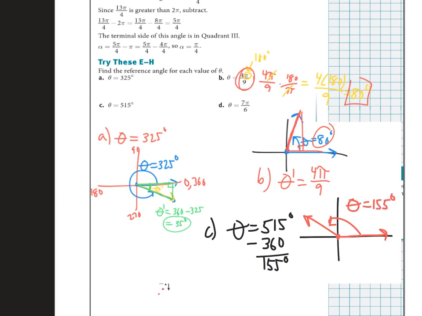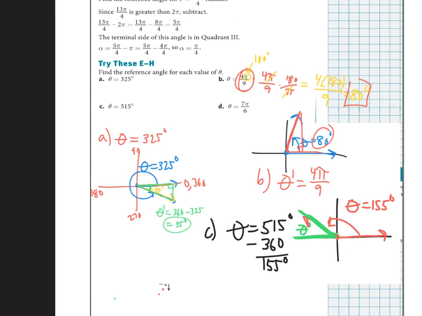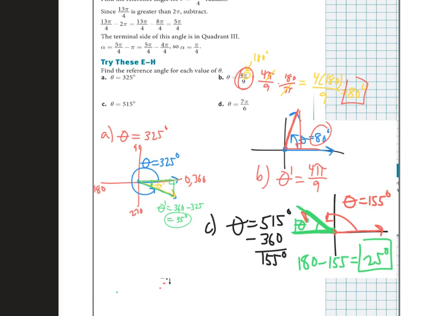Here's one of the uses of coterminal angles. I don't need to draw the full circle and then 155 more. I just need to know where it ends up. So my reference angle, when you're in quadrant 2, there's the terminal side. In quadrants 2 and 3, we're always getting back to the x-axis at 180. So right here's my reference angle. How far away from 180 are we? 180 minus the 155 gives me a reference angle of 25 degrees. That would be the angle right there, 25 degrees.